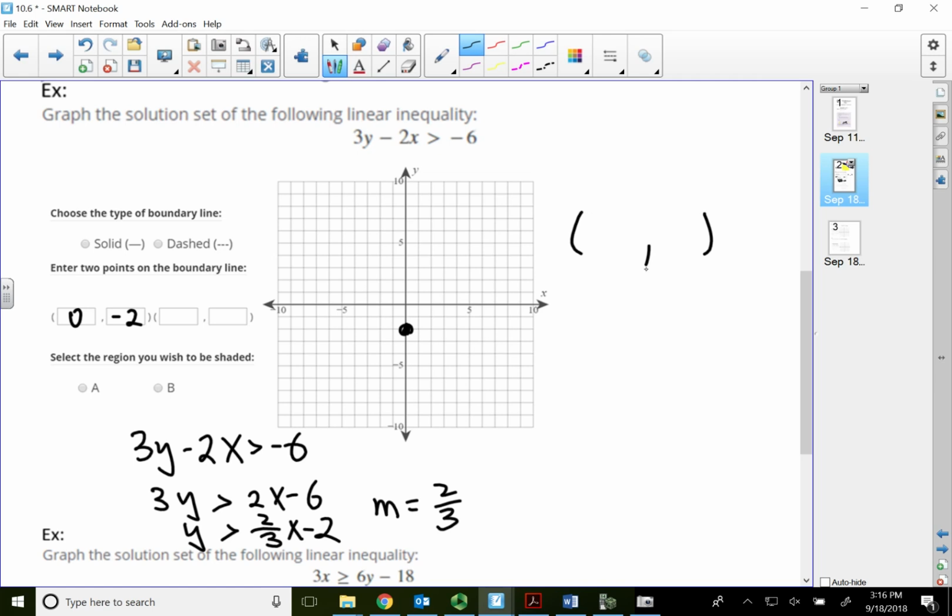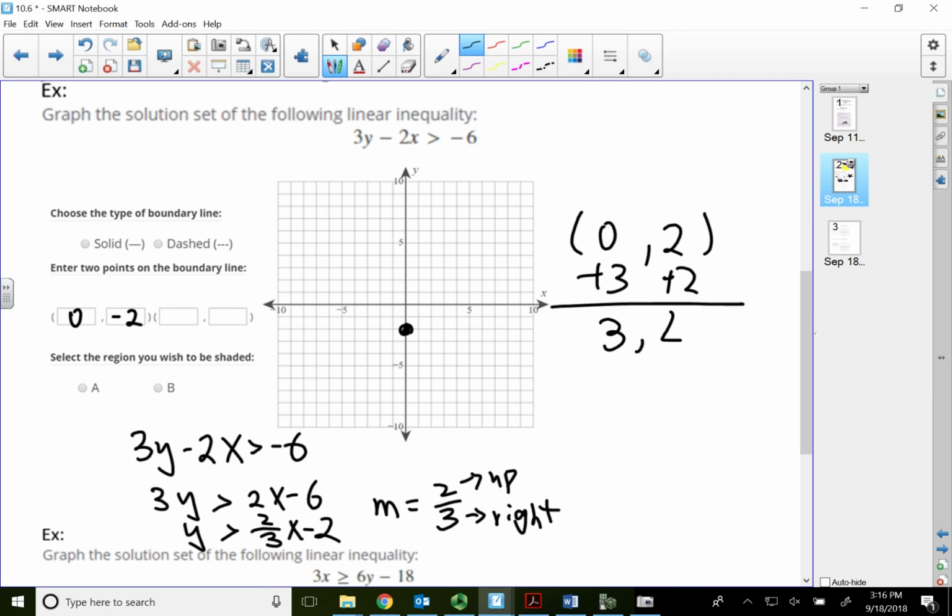I'm going to use my y-intercept, 0, -2, to go to the next point. My slope says up 2, to the right 3. So I'm going to say plus 2 on the y value, plus 3 on the x value. So my next point on the line has got to be 3, 4. That will be the other point I enter. 3, 4. Hold on a minute, that's -2. I'm sorry, not 4. This is 3, 0. Sorry about that. 3, 0.